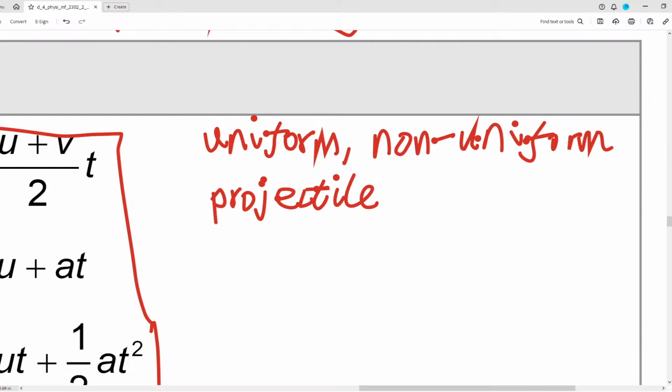Projectile motion. All right, maybe I'll type this. Actually, let me see if I can type. There we go. It won't let me. Oh, created one over there. Can I create one over here?